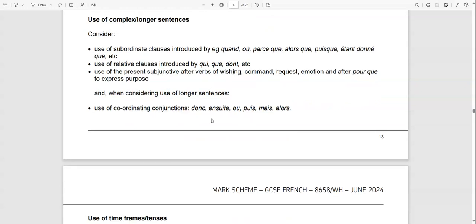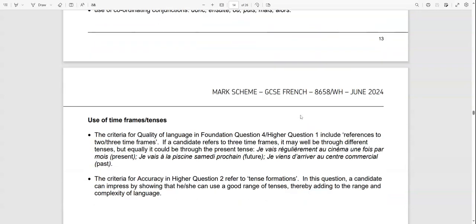And also, just using conjunctions. It's all about making longer sentences. Donc, therefore, ensuite, next, ou, or, puis, then, mais, but, alors, so. So they're just great things to try and include.